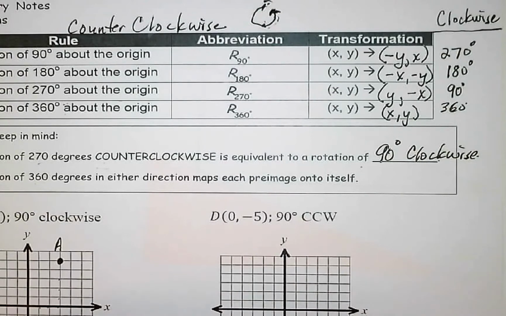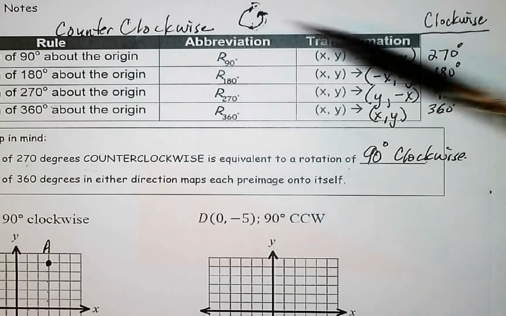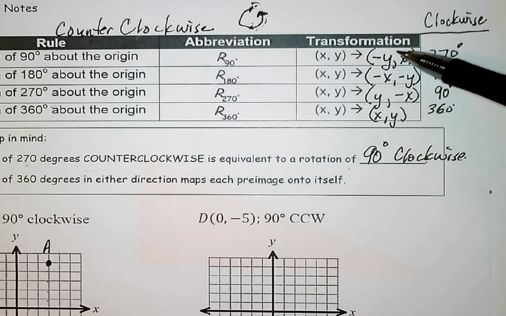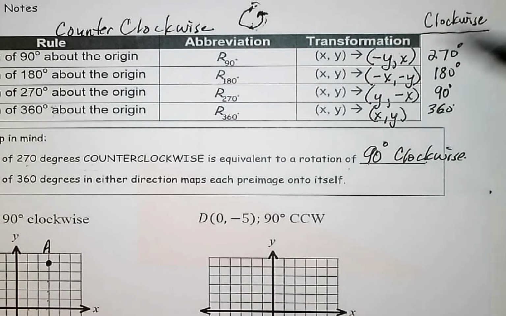Okay, let's go to rotations. This is part 2. Let's look at some examples. Before we move into that, I just want to show you something real quick. We talked about counterclockwise, how these are the way that the points are going to need to be adjusted.